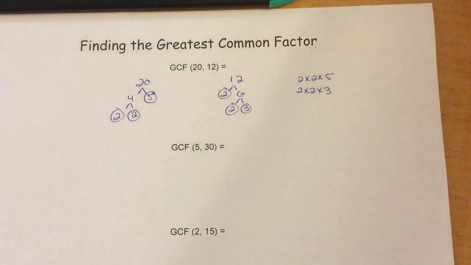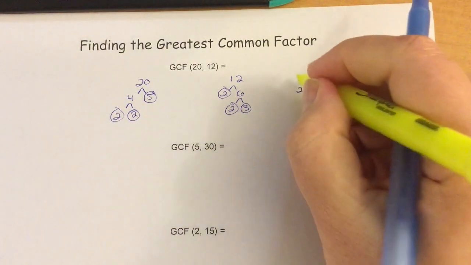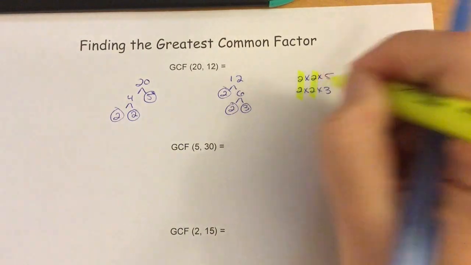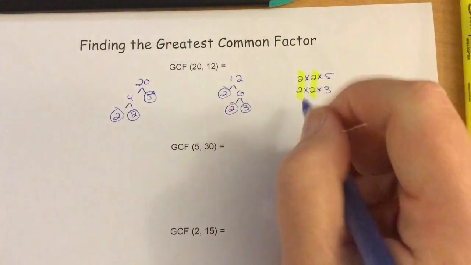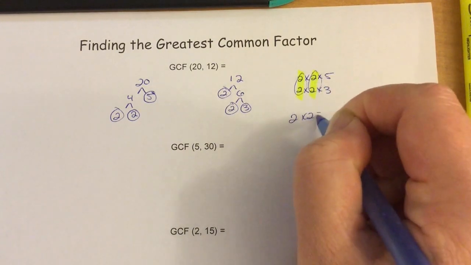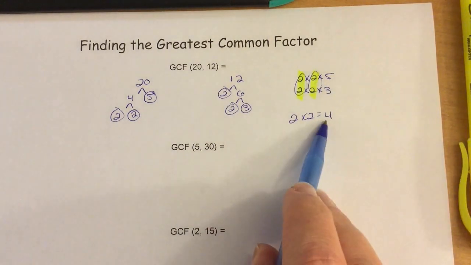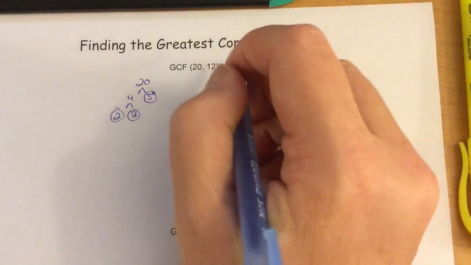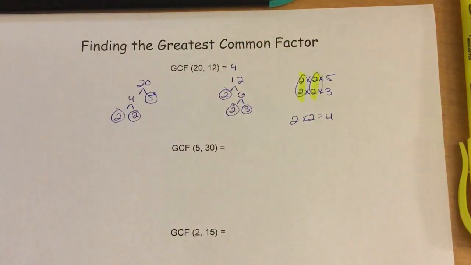Now we look for anything that they have in common. So in this case, they have a 2 in common, and they have another 2. The 5 and the 3 are not in common. So we have 1, 2, and another 2. So 2 times 2 is 4. The largest number that will go into both 20 and 12 is 4. That's the greatest common factor.